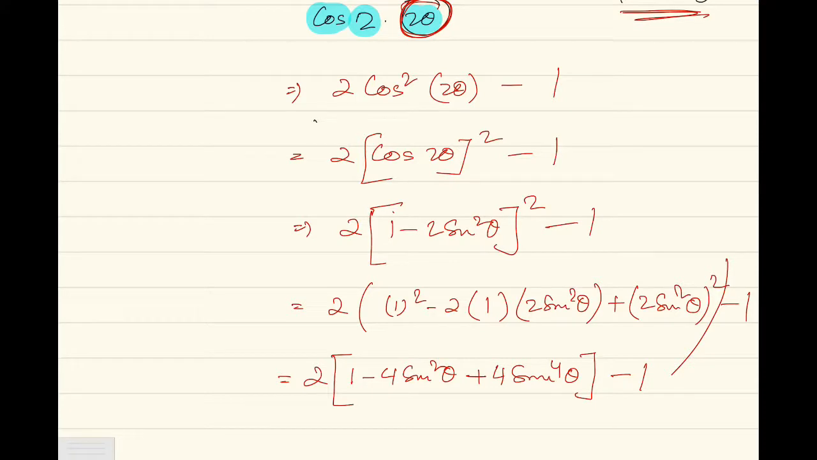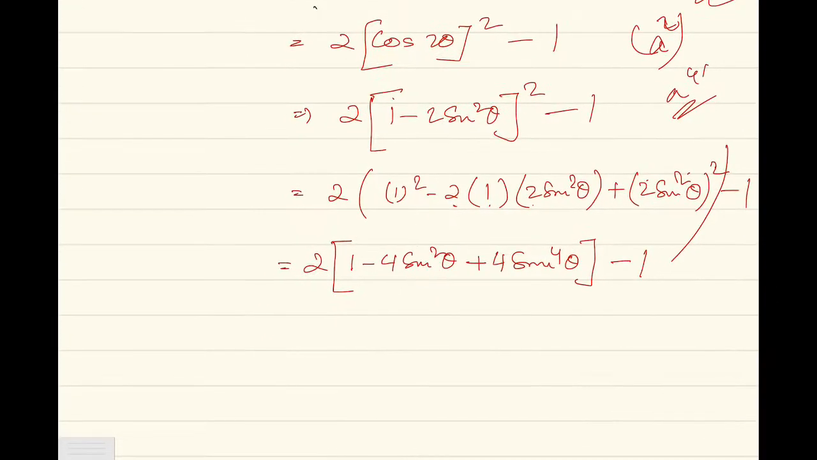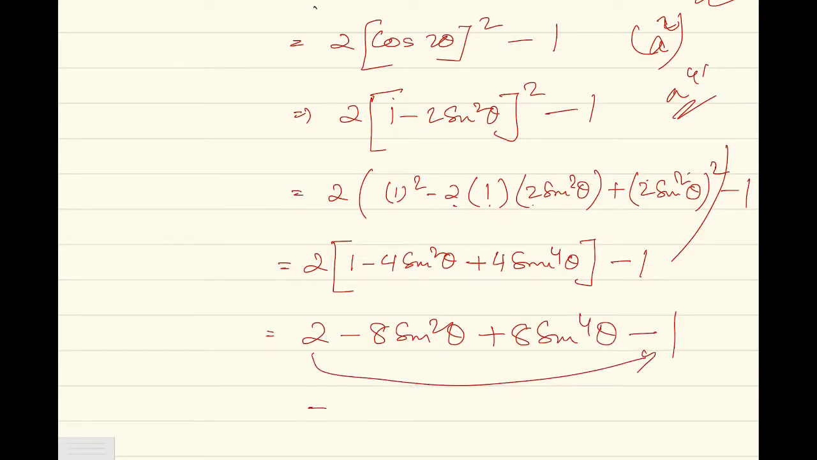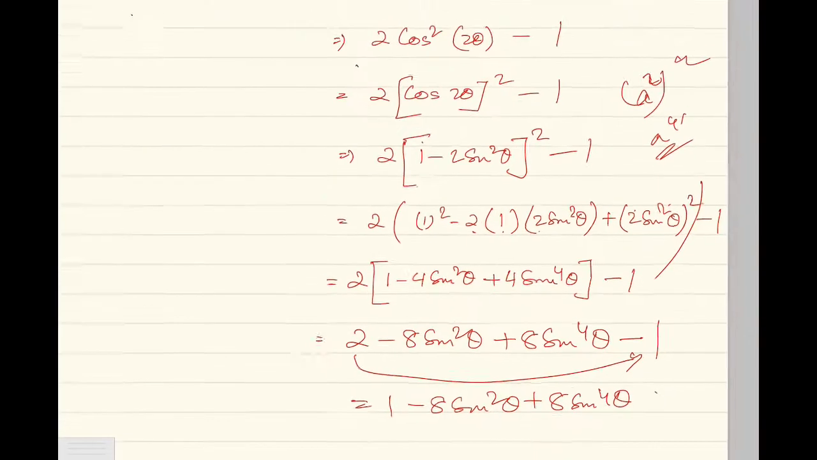Check this out. How? Because 2 into 1 into 2 is 4 and sine square theta, and 2 square is 4 and sine square theta whole square is sine to the power 4 theta. You know it. A square of square will give me a to the power 4. That's the properties of indices. The powers will multiply, correct? That gives me 2 minus 8 sine square theta, careful, plus 8 sine to the power 4 theta minus 1. 2 minus 1 ultimately will become 1. So 1 minus 8 sine square theta plus 8 sine 4 theta. And that's what I was supposed to prove.